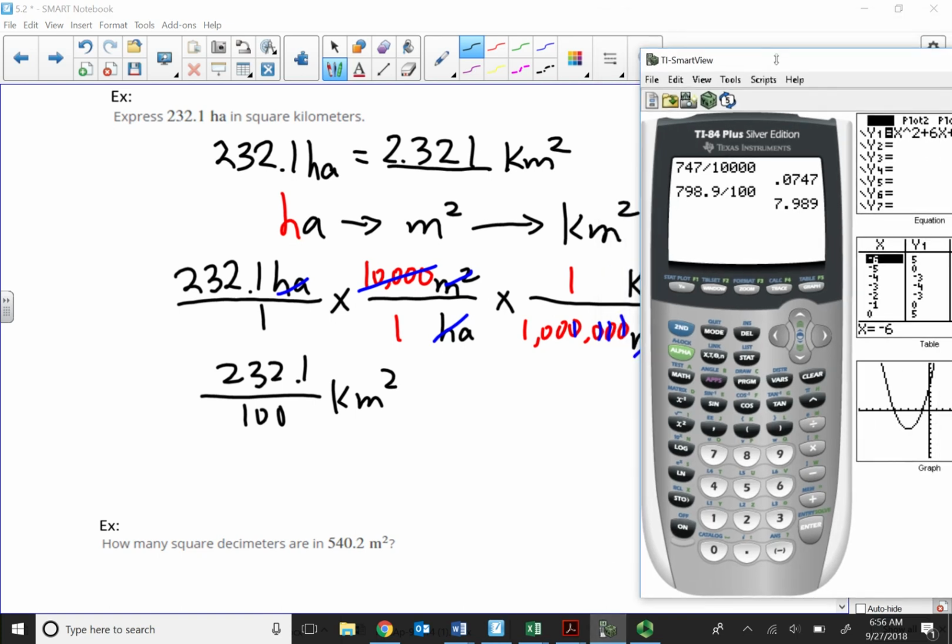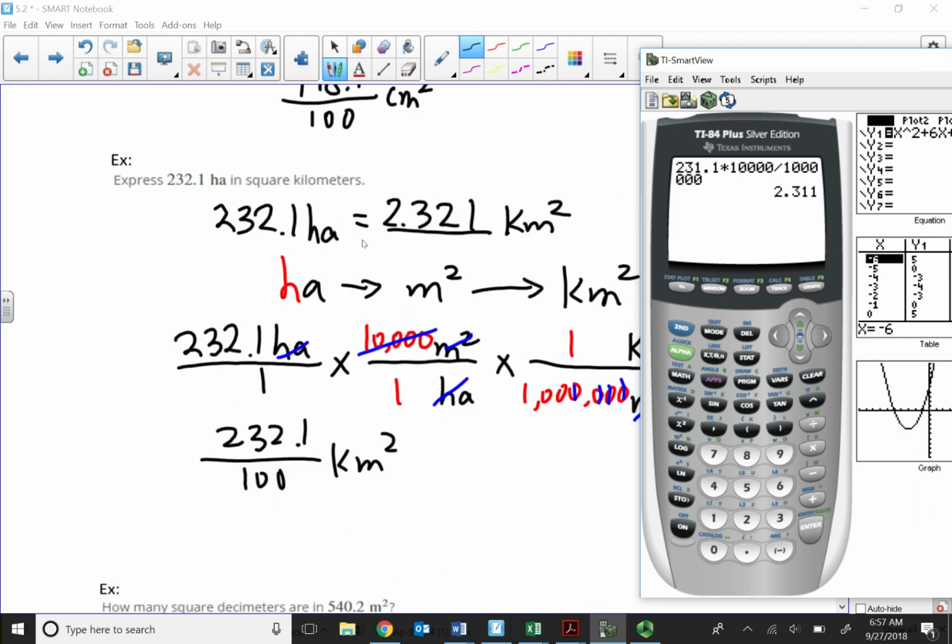So if I want to do this purely in a calculator, I would take my 231.1 times the 10,000 and then divided by a million. 1 with 6 zeros: 1, 2, 3, 4, 5, 6. Typing all together, and I'm typing around 2.311. Okay, the decimal will end up between the 2 and the 3. Sorry, I'm typing a 1 instead of a 2 there.